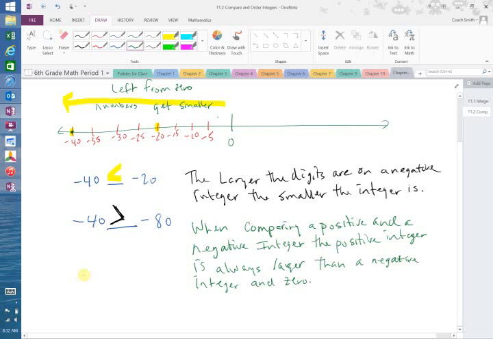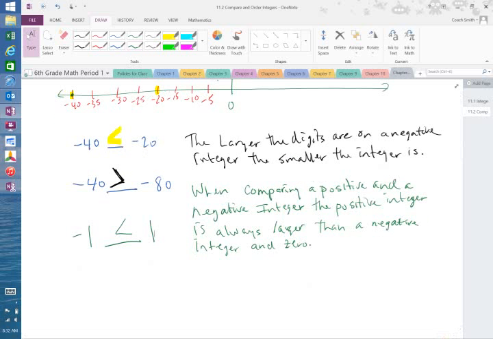So, if I had -1 versus 1, well, -1 is smaller, so we'd put the is less than in the blank. If I had -10,250 versus 1, 1 is still greater. So a positive is always larger than a negative. Any questions on that one?